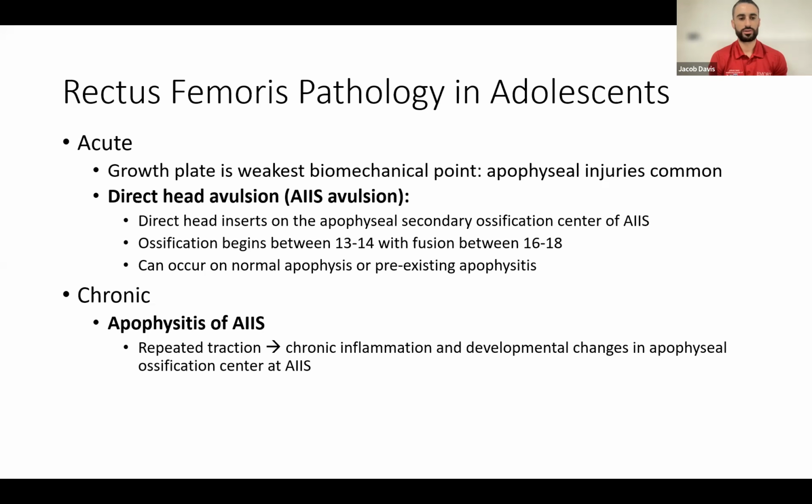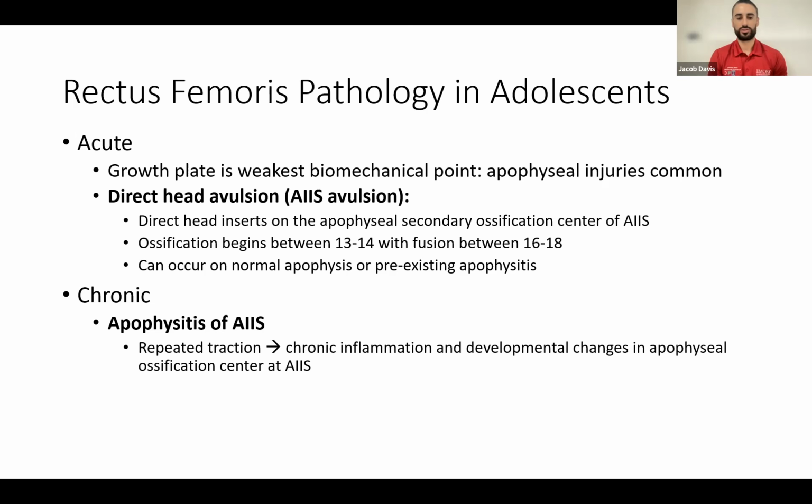We'll be talking about some pathology with the rectus femoris, the proximal rectus, in adolescents as well as adults. Starting with adolescents, you can divide that into two types of injuries: acute injuries and chronic injuries. When we're talking about the acute injuries of the proximal rectus, we're talking about injuries at the weakest biomechanical point. This is at the apophysis, where the direct head inserts on the anterior inferior iliac spine and can result in an avulsion injury.